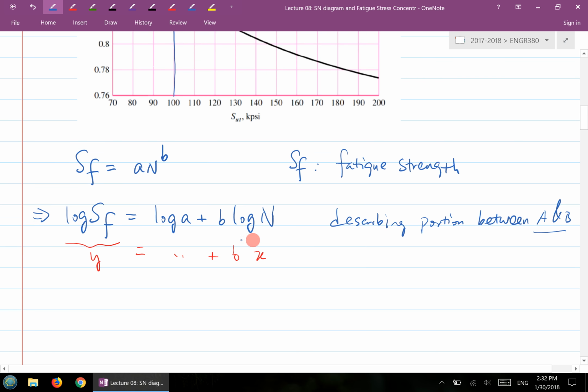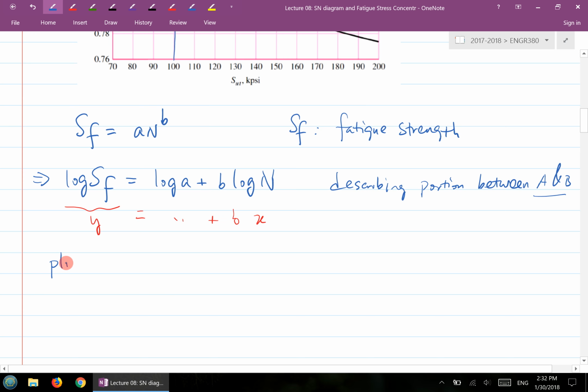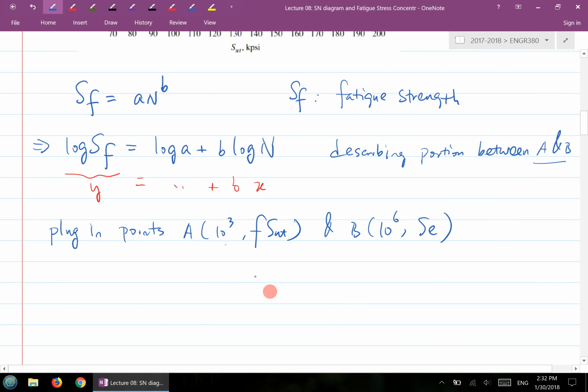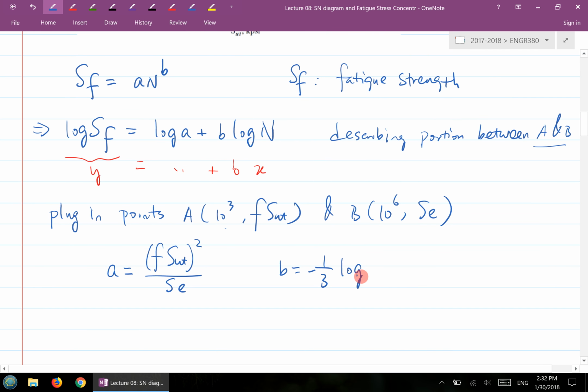So what are the A value and the B value then? We can simply plug in the coordinates of the points A and B. The coordinates for A are 10 to the power 3 and f SUT, and for B are 10 to the power 6 and SE. We plug these into the line equation, then solve for A and B. You get A equal to (f SUT) squared over SE, and B equal to negative 1/3 log of f SUT over SE.